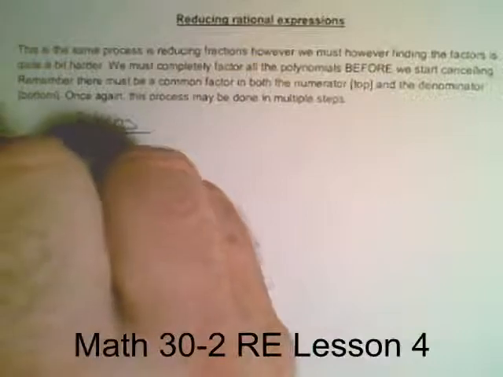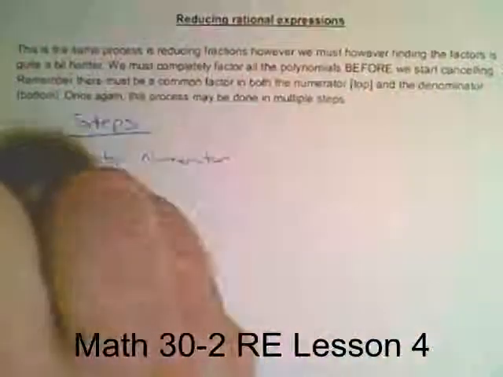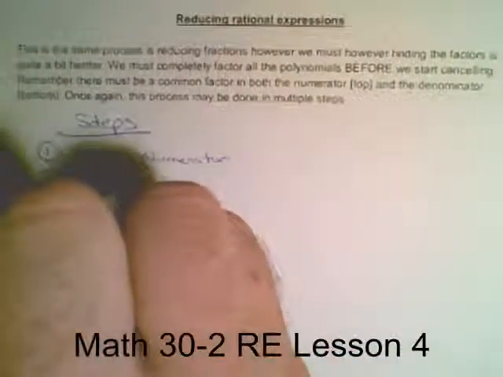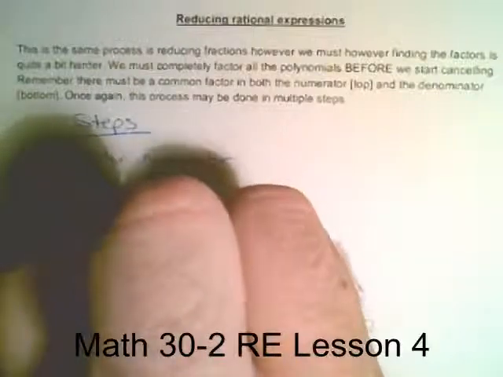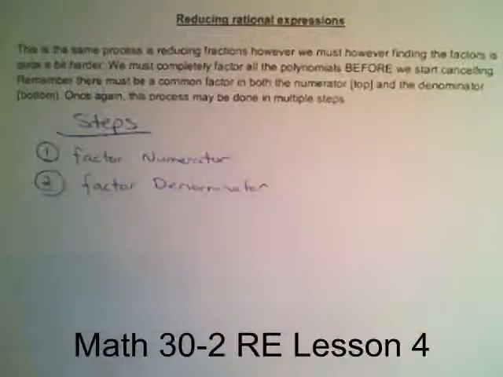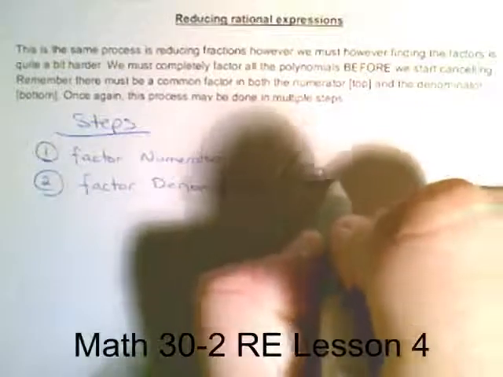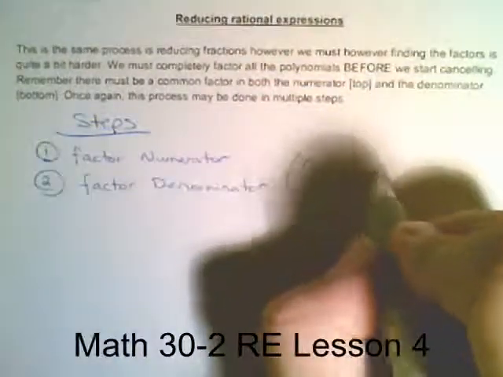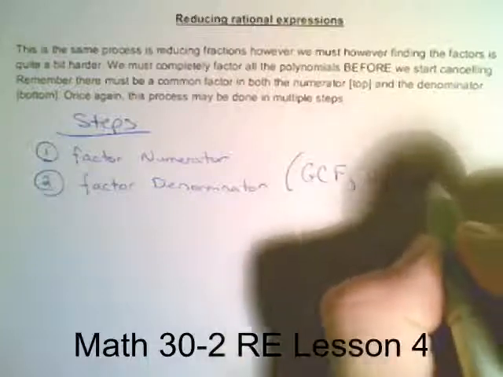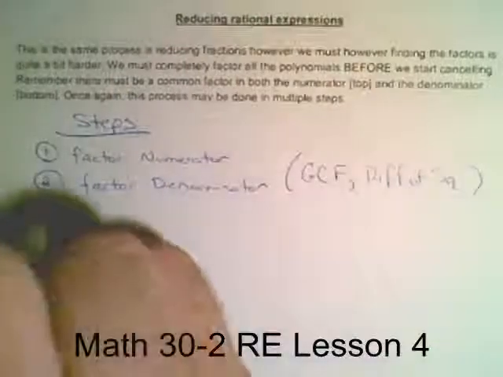Step 1, factor the numerator. Step 2, factor the denominator. Now, if it's already factored, then you don't need to do these. But you have to factor them both, and you factor them completely as much as you can. You look for a common factor, you look for GCF, greatest common factor, difference of squares, that sort of thing. But always look for greatest common factor first, because sometimes that's all there is.